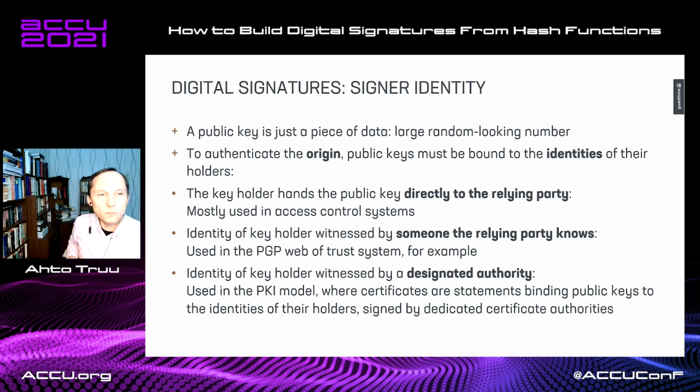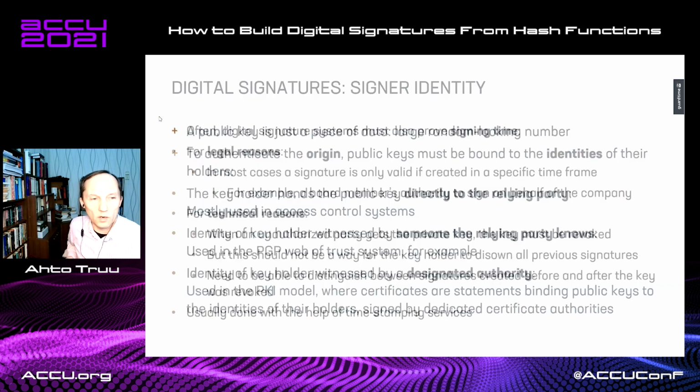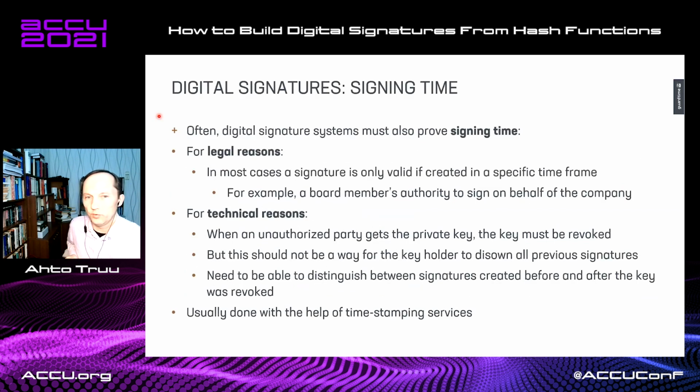So then for signing time, I already briefly mentioned that for legal reasons, it is often necessary also to verify or prove the signing time of when the signature was created. And this is also needed for technical reasons. So if, despite all your precautions, your private key is somehow compromised, leaked, somebody obtains a copy of the private key, then you want to be able to revoke the key. You want to be able to disown the key, and anything that is done with the key in the future, you don't want to be responsible for that.